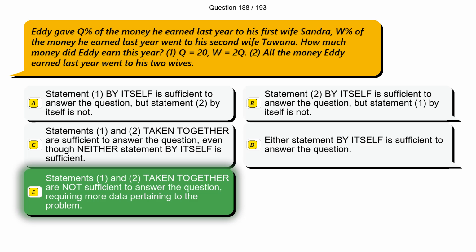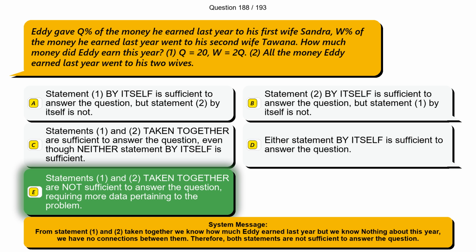The correct answer is option E. Statements 1 and 2 taken together are not sufficient to answer the question, requiring more data pertaining to the problem. From statements 1 and 2 taken together we know how much Eddie earned last year, but we know nothing about this year. We have no connection between them. Therefore, both statements are not sufficient to answer the question.